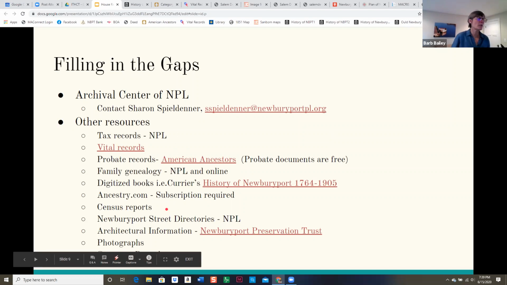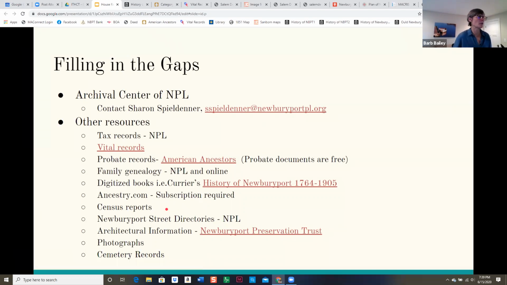Census reports, the only place that I've been able to find census reports is on Ancestry, but those can be really helpful as well. Generally, the 1860 and 1870 census don't list the streets, but they generally went from house to house. So if you find the name of the person who lived in your house, or if you know a neighbor, sometimes you might be able to get lucky and find some information about who lived next door. So those can be helpful.